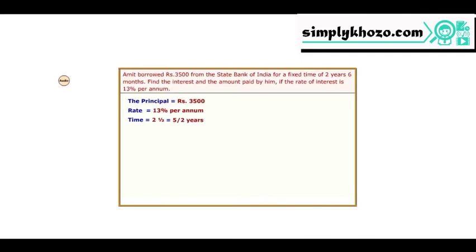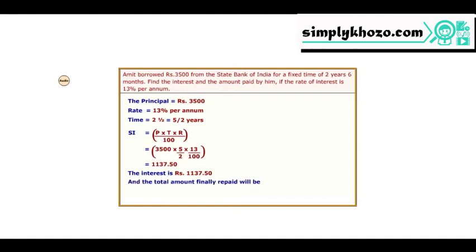Therefore, the interest can be calculated by using the formula SI = P × T × R / 100. That is equal to 3,500 × 5/2 × 13/100, that is equal to 1,137.50. The interest is rupees 1,137 and 50 paise, and the total amount finally repaid will be rupees 3,500 plus 1,137.50, that is equal to rupees 4,637 and 50 paise.